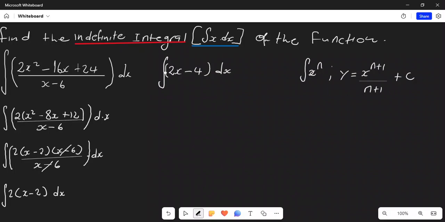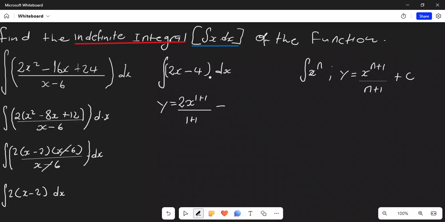Right, so let's do this one. Let's start with the first term. So we know that y is going to be, for the first term we're going to apply this formula here. We have a coefficient which is 2, so we are fine. And then we're going to have x to the power of, our n here is going to be 1, plus 1, just like in our formula, and then divided by 1 plus 1. So this is our first term.